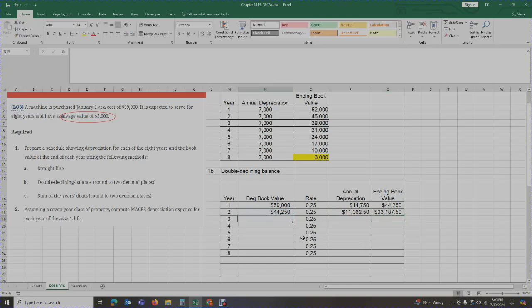That ending book value, we're going to carry it down to the next year. Once we carry it down, we simply do the math. Beginning book value times the rate, and that's going to give me my annual depreciation. Ending book value would be your beginning book value minus your annual depreciation, and that will give me the $24,890.63. You will repeat the same steps, okay?